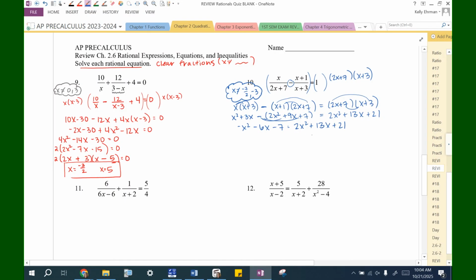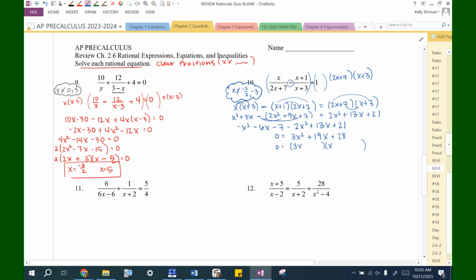I like my x squared to be positive if I'm going to try to factor it. So I'm going to add x squared over here, so 3x squared. I'm going to add 6x over, so plus 19x. And I'm going to add 7, so plus 28. No GCF, but let's break 3x squared into 3x and x.